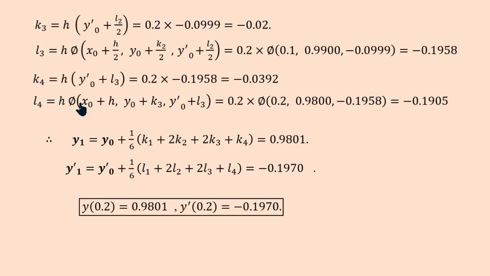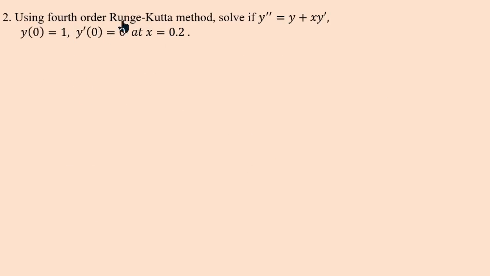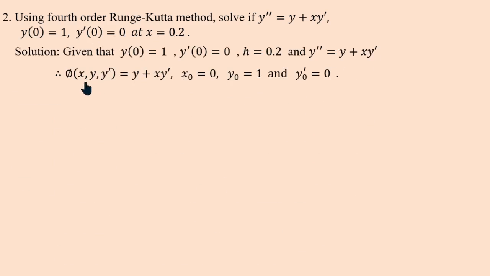Now, one more example: y double dash is y plus x y dash, x naught is 0, y naught is 1, y naught dash is 0, at x equal to 0.2. Phi of x, y, y dash becomes y plus x y dash, and x naught 0, y naught 1, y naught dash is 0.